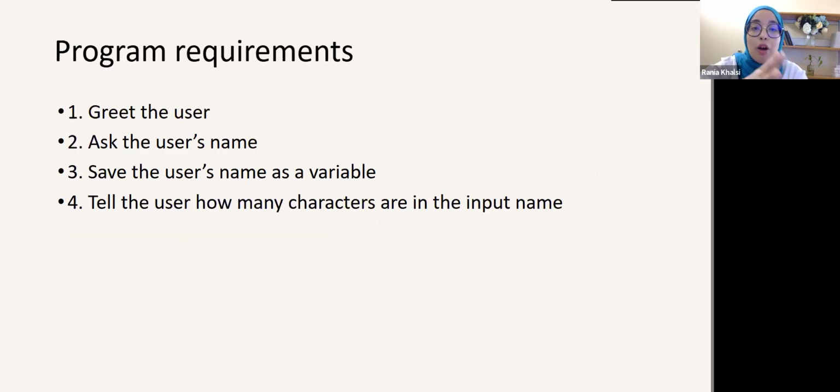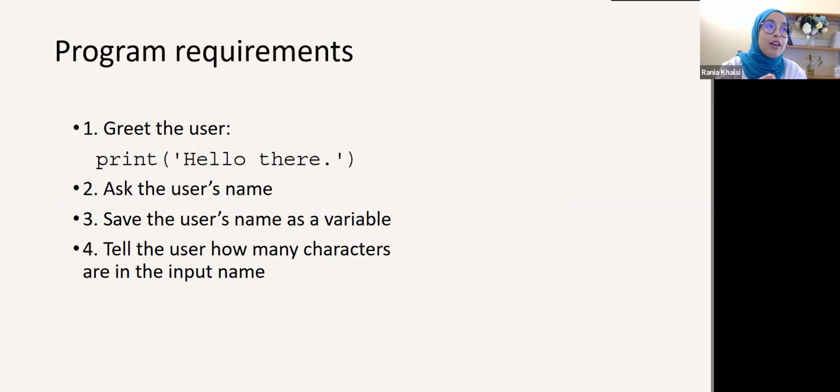Okay, now let's go to our program requirements. For this program, first we want to greet the user. For example, I print a message, say, hello there. Then I want to ask the user to enter his name. Then I save that name in a variable. And finally, I tell the user how many characters are in the name. So this is a simple interactive program: not just printing things, you are taking things from the user, considering his answers and interacting with him.